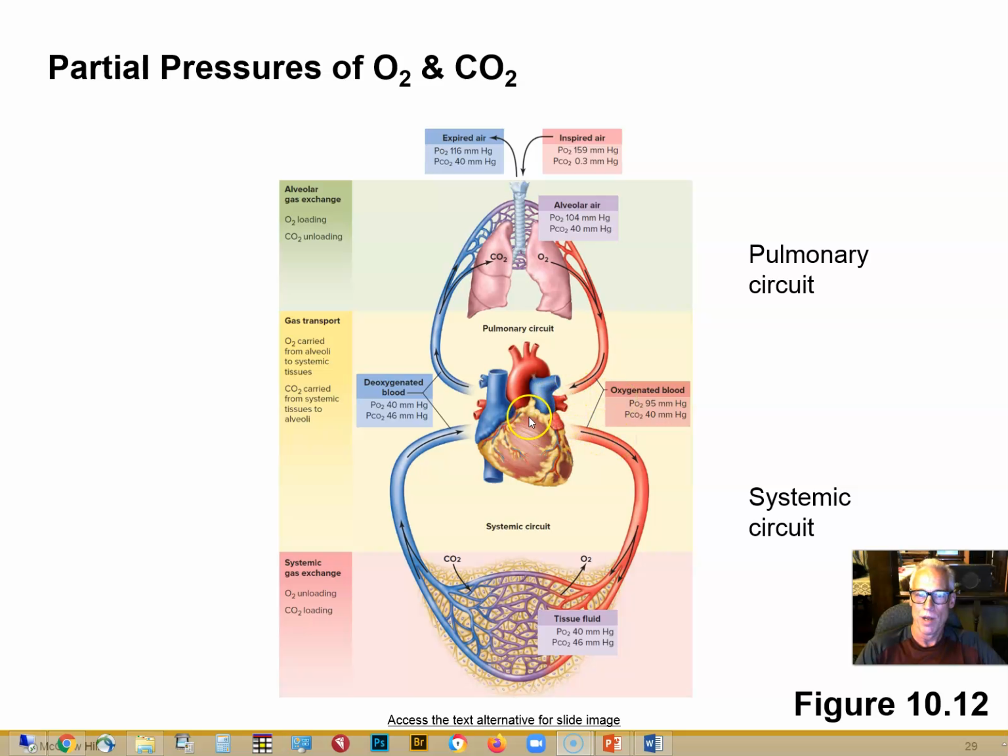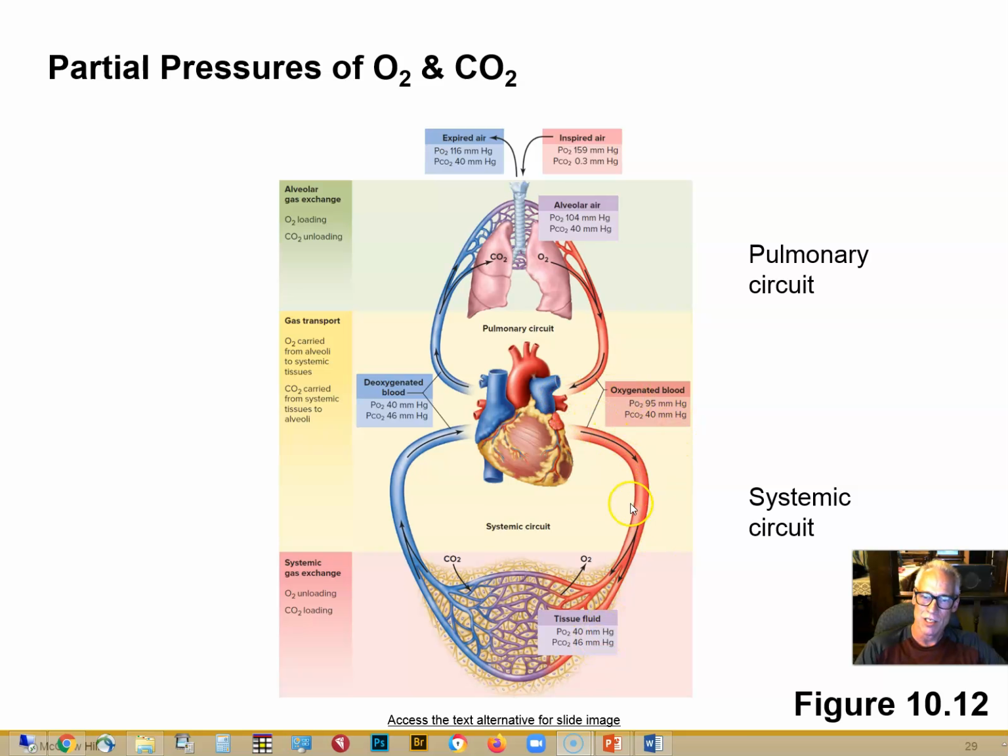Okay, so we're going to take that blood into the left side of the heart, pump it out to all of the capillaries in your whole body. The tissues, the fluid around the tissues has only 40 millimeters of mercury oxygen partial pressure at rest because the cells are always extracting oxygen and utilizing it for their cellular respiration. And they've been producing CO2, so now we have 46 millimeters of CO2 partial pressure.